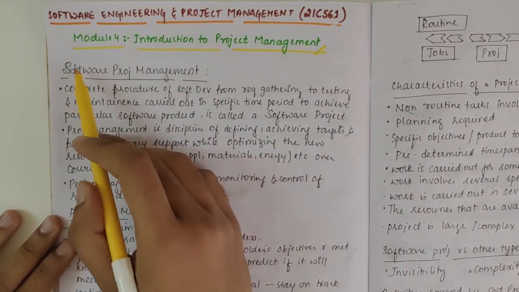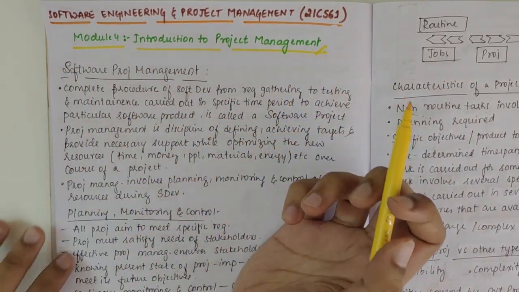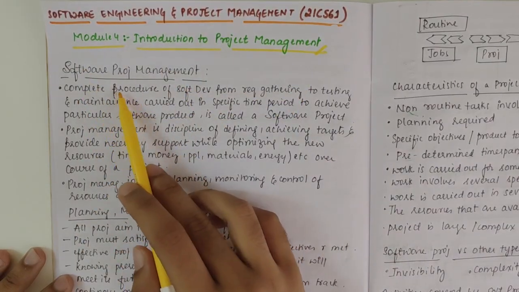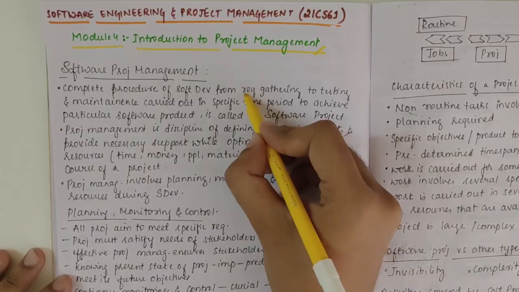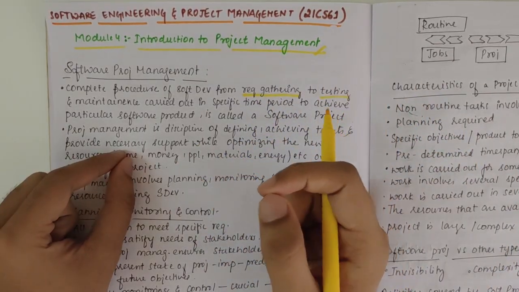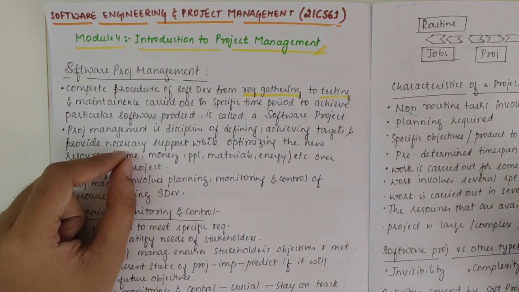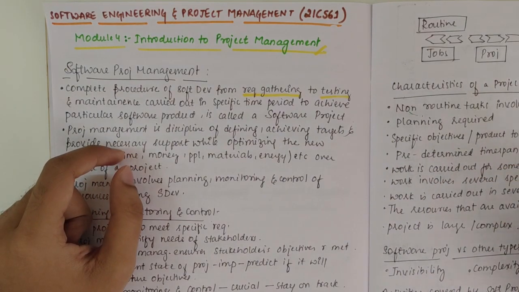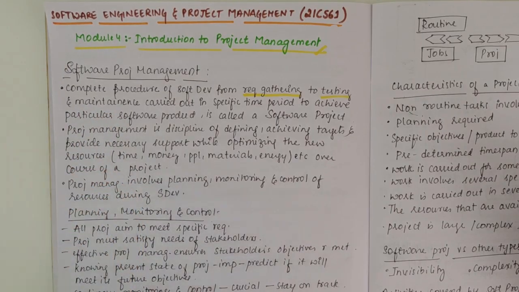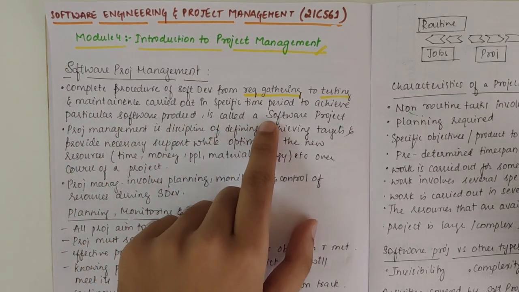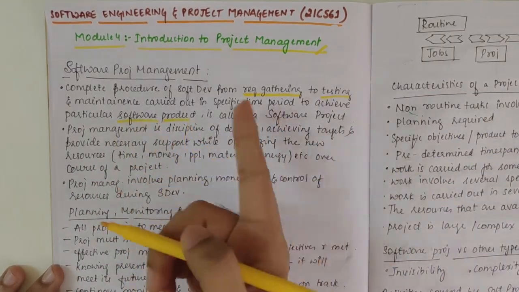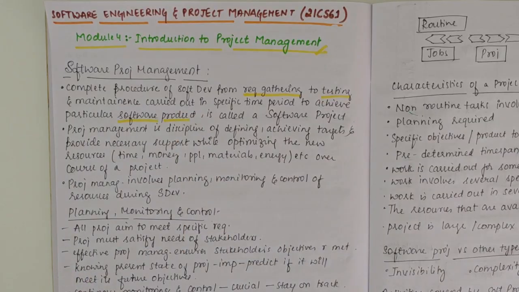Before getting into what software project management is, let's understand what a software project is. A software project is a complete procedure of software development, from requirement gathering to testing and maintenance, right from the first stage to the last stage. Even after delivery and deployment of the software, we need to look into the maintenance part. Even that is carried out in a specific time period to achieve a particular software product. This process is called the software project.